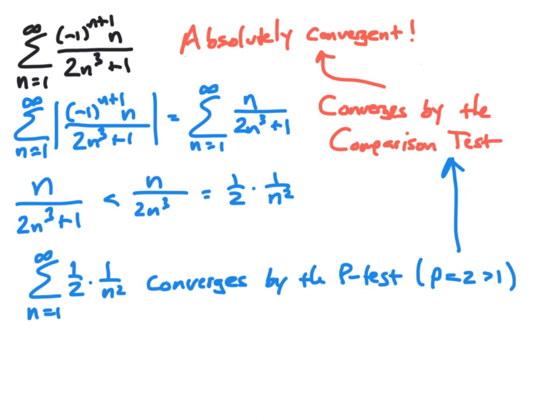For the first series, we have the series of absolute values being the series from n equal 1 to infinity of n over 2n cubed plus 1. This term is less than 1/2 times 1 over n squared, and the series with term 1/2 times 1 over n squared is a convergent p-series, since the p-value here is 2 and 2 is greater than 1. Therefore, our series of absolute values can be determined to converge by using the comparison test, comparing it to this convergent p-series, and therefore our given series absolutely converges.